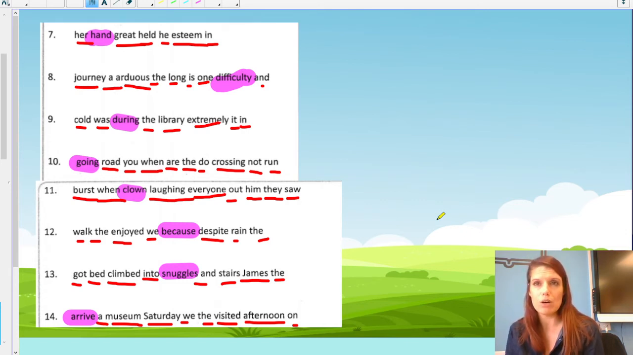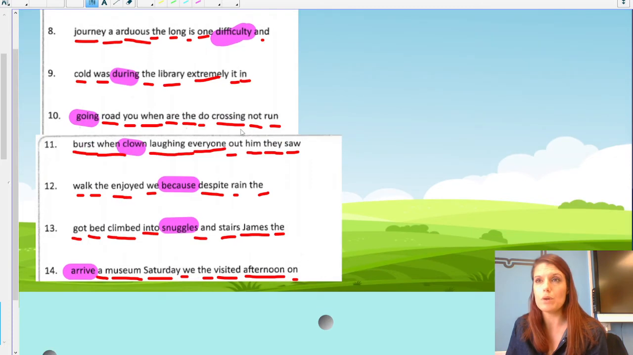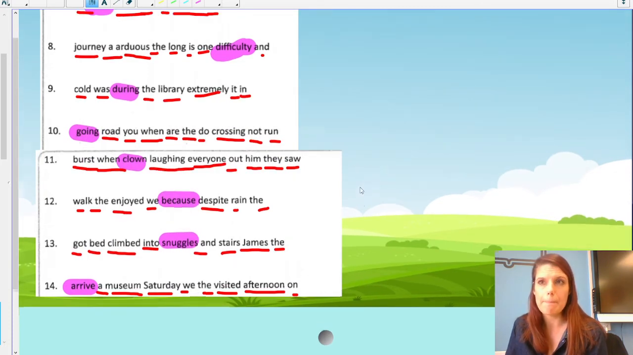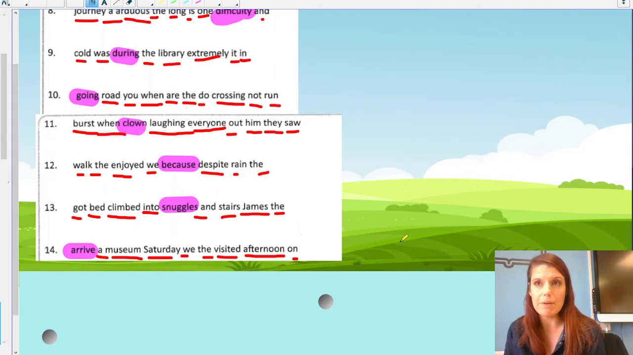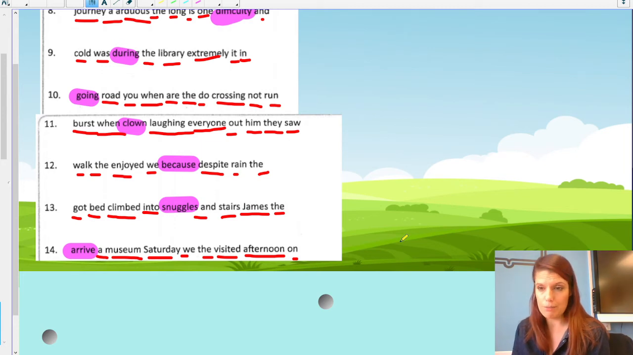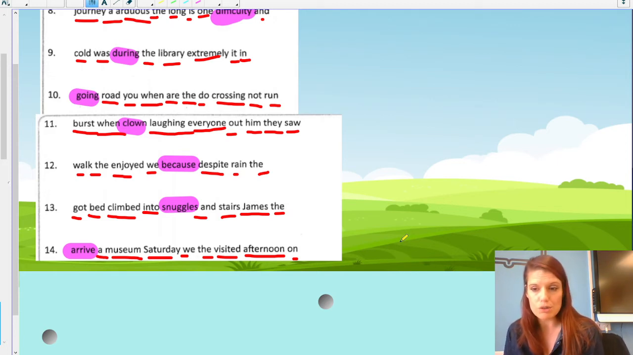It was extremely cold in the library. Do not run when you are crossing the road, or when you are crossing the road, do not run. Everyone burst out laughing when they saw him. Or when they saw him, everyone burst out laughing. We enjoyed the walk despite the rain. Or, despite the rain, we enjoyed the walk. It's important to recognise that the words can be put in different orders and the sentence still makes sense. As long as you're using all the relevant words and you're not adding extra ones in that don't belong.